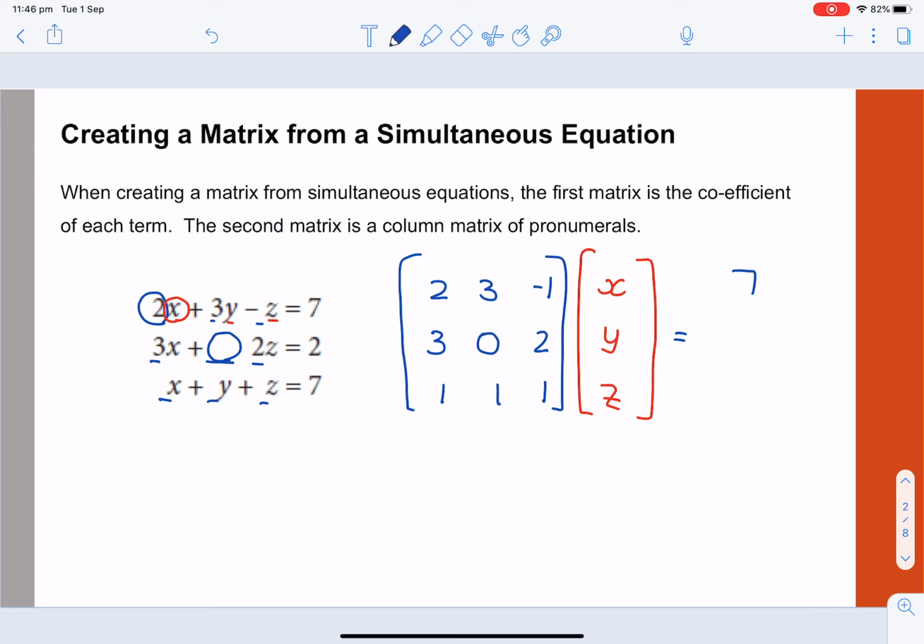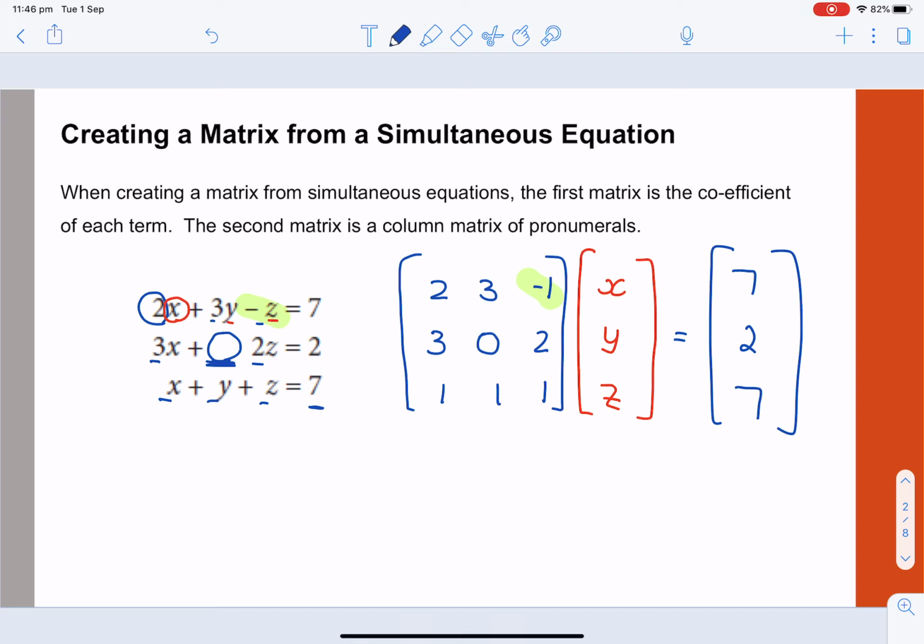So if a pronumeral is missing in an equation, then the corresponding matrix element is 0. So that's this guy here in the middle. And then the element in the matrix includes the corresponding operation. So just grab a highlighter. I've got negative z there. So as a result, I still include that negative, and I make it a negative 1 there. Now, finishing off my final matrix, I use these guys down the end here, 7, 2, and 7.